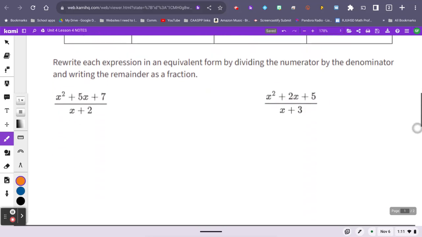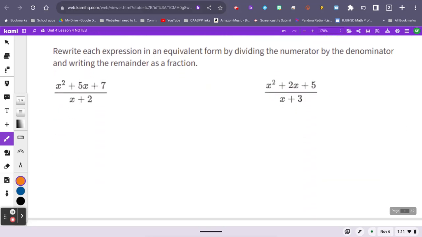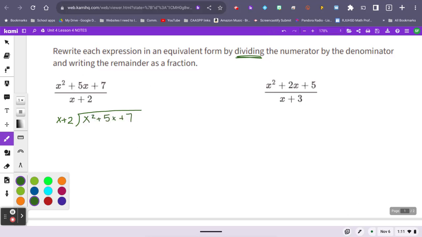Okay, so this is going to be practicing what we've done in the past. Probably remember this one, where we're going to write the expression as an equivalent form by dividing the numerator by the denominator. Okay, so we're going to take our x plus 2, and we're going to divide x squared plus 5x plus 7.